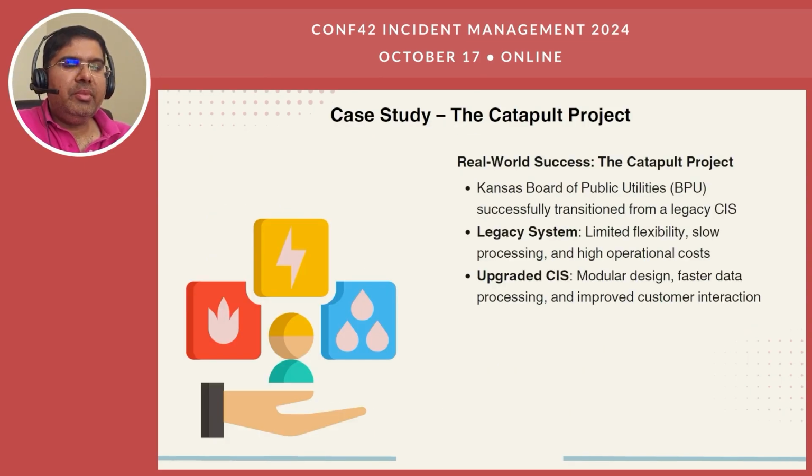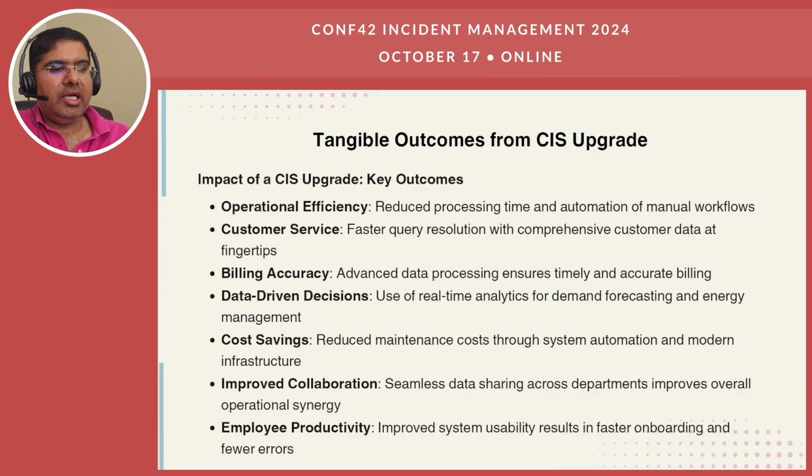For example, we implemented a project named Catapult, where we are moving from the existing legacy systems for head-end, MDM, CIS, and Maximo. All these systems could be upgraded in a single shot to make the utility system use the latest and greatest technology, right? The legacy system has slow processing and high operational costs. With the upgraded system, we have a modular design, faster data processing, and improved customer interaction.